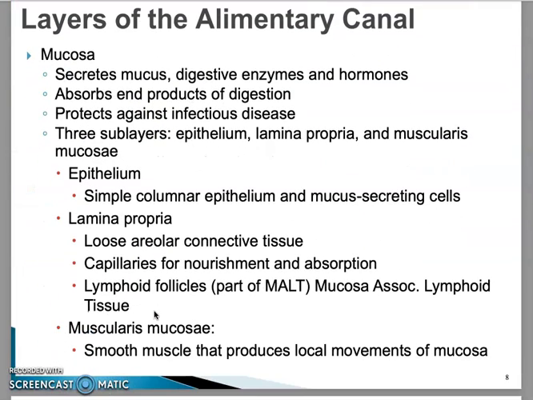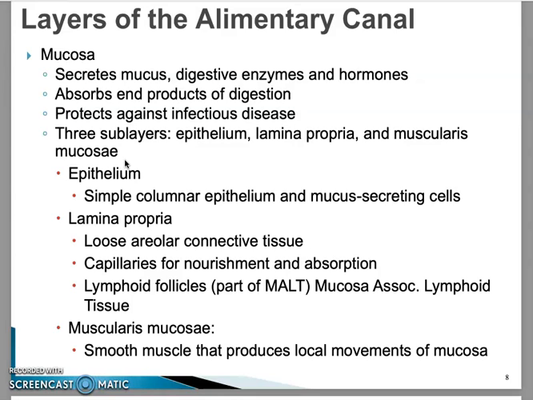So the mucosa layer is responsible for secreting mucus, digestive enzymes, and hormones. It will absorb the end products of digestion. This includes the carbohydrates, which get broken down into the monosaccharides, like glucose, fructose, your proteins, which get broken down into amino acids, and then the fats, which get broken down into glycerol and fatty acids. This also protects against infectious diseases and is composed of sublayers of the epithelium, lamina propria, and the muscularis mucosae.